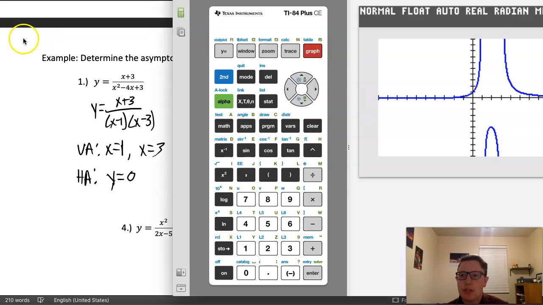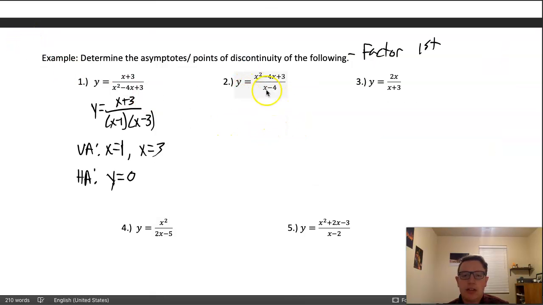Let's try a couple more here. Next we have x squared minus 4x plus 3 over x minus 4. First step's going to be to factor this. What are the factors of x squared minus 4x plus 3? We're looking for factors of 3 that add up to negative 4. It's going to give us x minus 1 over x minus 3. And then x minus 4 on the bottom is just the same.